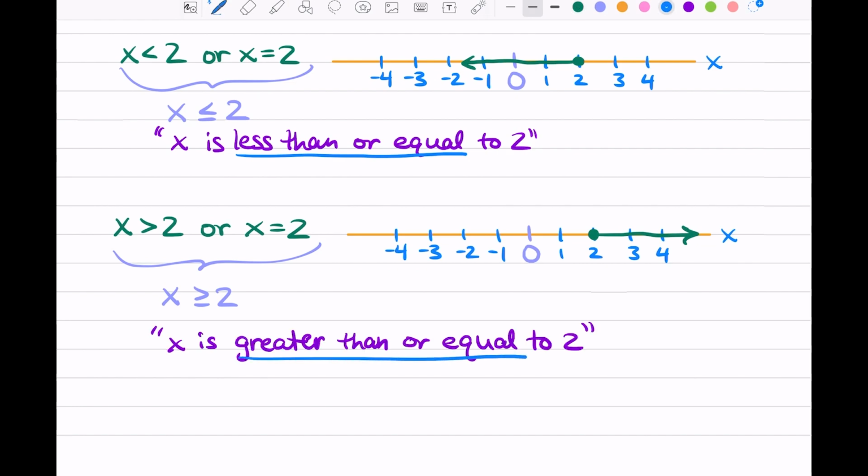All right. So now that we've got an understanding of the basics, let's take it up a step. Solve x minus 2 is less than -1, and show the solution on a number line.